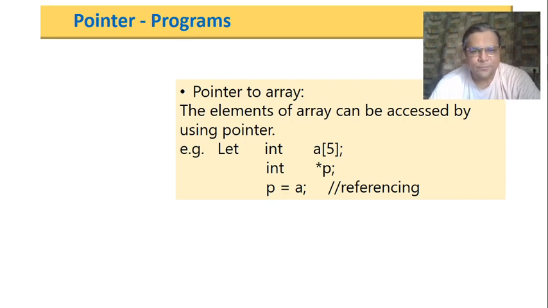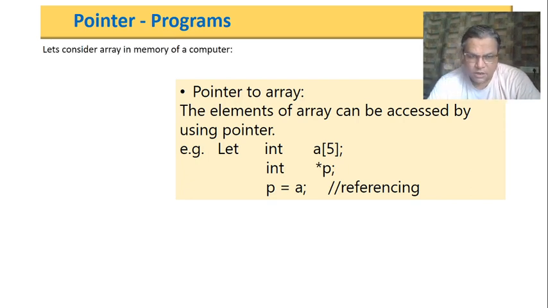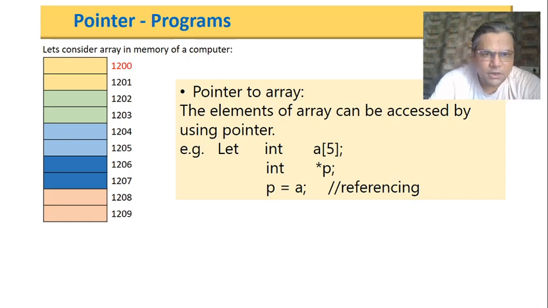Name of array always acts as address of array. Why? We will see. Let us consider array in memory of a computer. So it will appear something like this. I have declared array with capacity 5. So you can see there will be 10 bytes reserved.